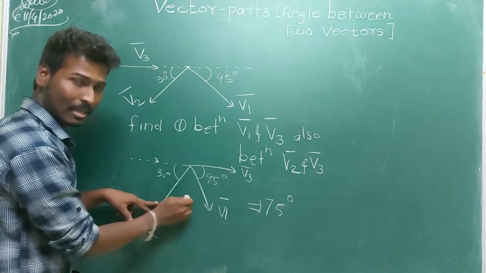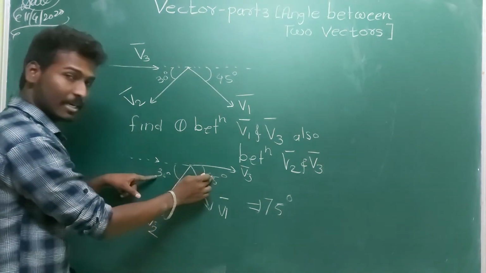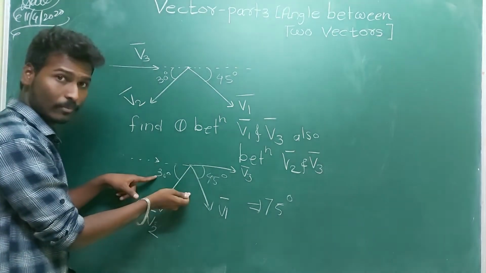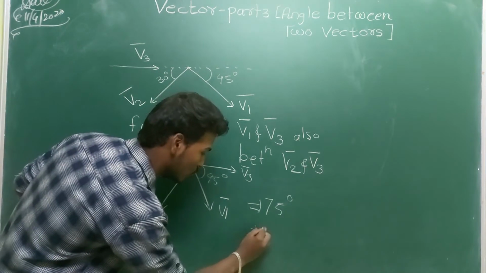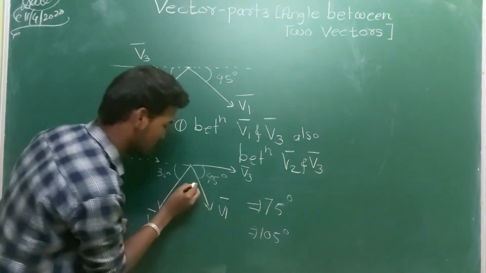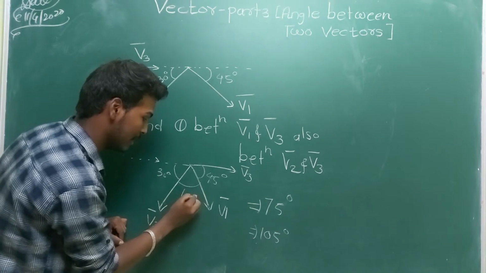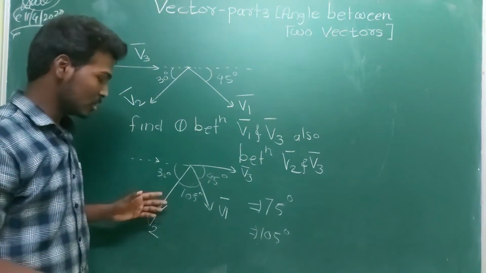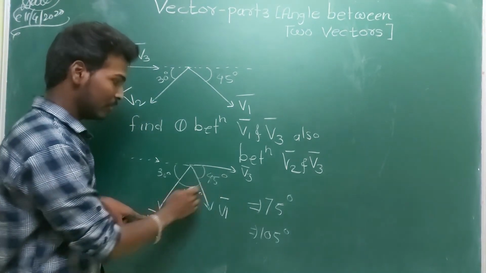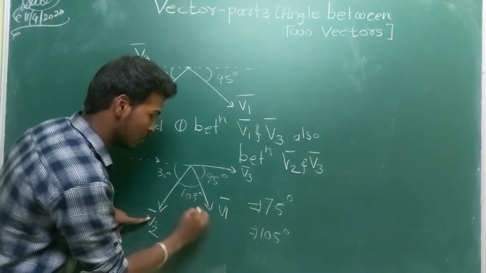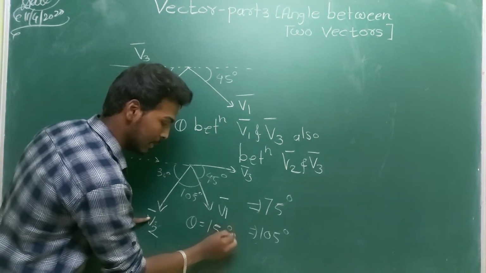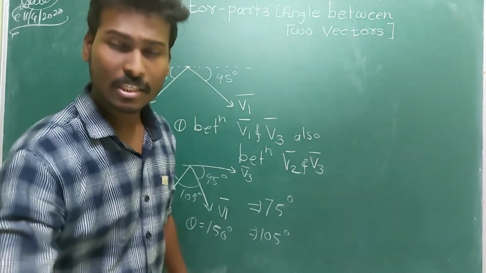So we have to find this angle also. If 45 plus 30 is 75, then this angle will be 180 minus 75, that is equal to 105 degree. So this angle is 105 degree. So it is possible to find the angle between v2 and v3 now. 105 plus 45, so the angle will be 150 degree. Okay, it is very easy.